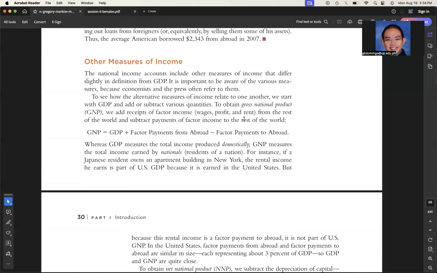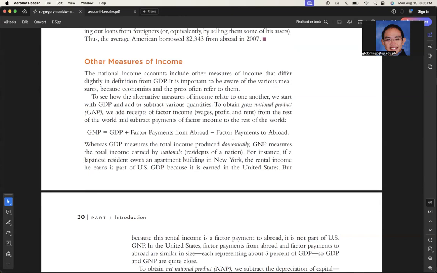All right, moving on. We'll see how alternative measures of income relate to one another. To obtain gross national product, that's GNP, we will add receipts of factor income, okay? Receipts of factor income, wages, profit, rent from the rest of the world, and subtract payments of factor income to the rest of the world. So the difference between GNP and GDP is this gap between the factor payments you're getting from abroad and the factor payments you owe to people abroad.